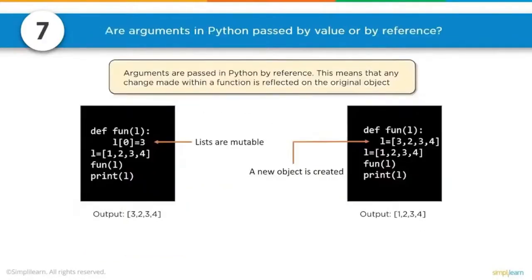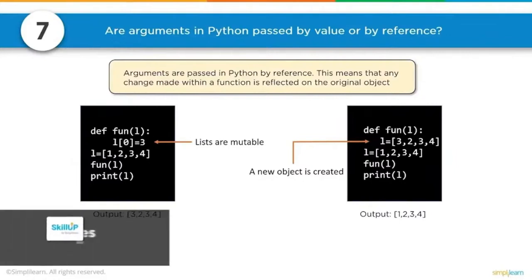Number 7. Are arguments in Python passed by value or by reference? Arguments are passed in Python by reference. This means that any change made within a function is reflected on the original object. So you can see here def function(L): L[0] = 3, L = [1, 2, 3, 4], function(L), print(L), and you're going to get 3, 2, 3, 4 because we passed L in there, so it's a pointer. Here we have def function(L): L = [3, 2, 3, 4], L = [1, 2, 3, 4], function(L), print(L). Because in this function I have assigned, instead of operating on a piece of the list, a whole new value to that list, or L.